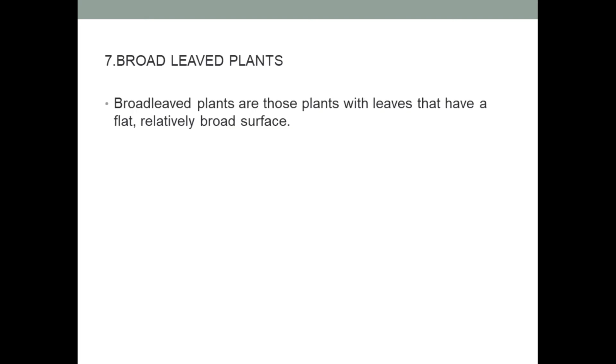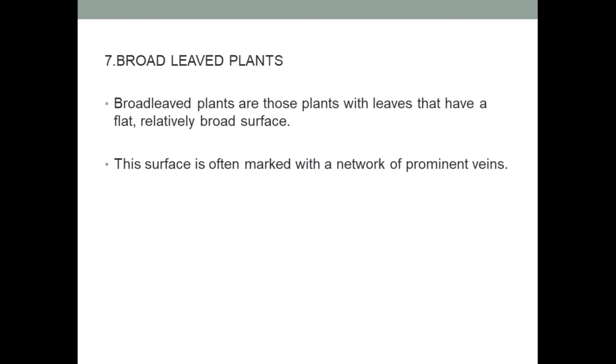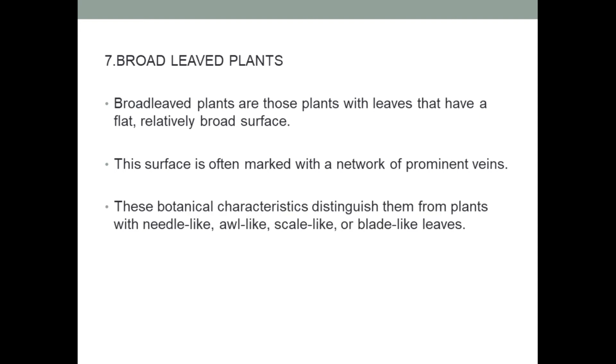Number 7, we have broad-leaved plants. And broad-leaved plants are plants that have leaves that are very wide and flat or broad. And the surface is often marked with a network of veins, or they possess netted veins. These botanical characteristics distinguish them from plants with needle-like leaves, scale-like and blade-like leaves, and also narrow leaves.